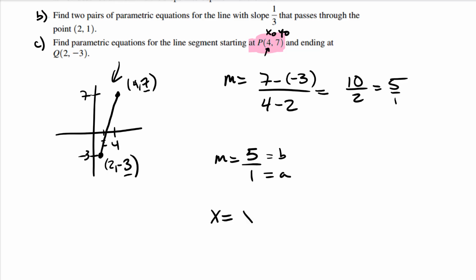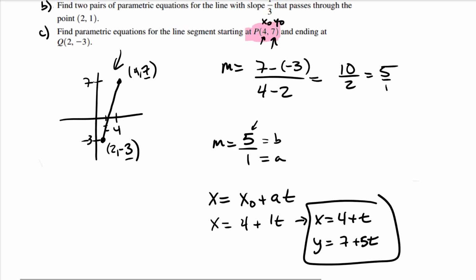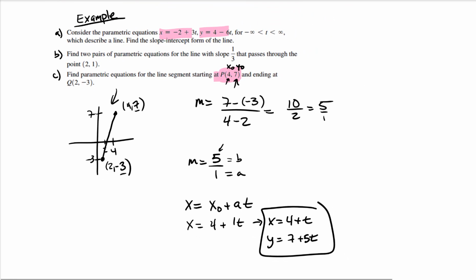We're supposed to say, doesn't it go x naught plus at? So x is equal to our x naught, so I chose 4, plus our at. So that's 1t. So we have x is equal to 4 plus t. And now we do the same thing with our y and say y is equal to 7, and then we're going to say plus 5t. There's some parametric equations for the line segment ending there. Neat.